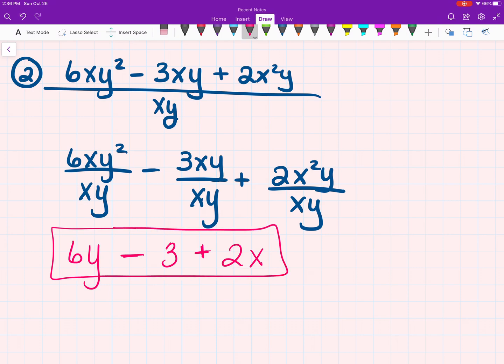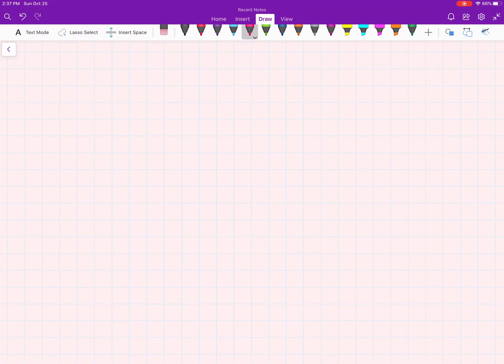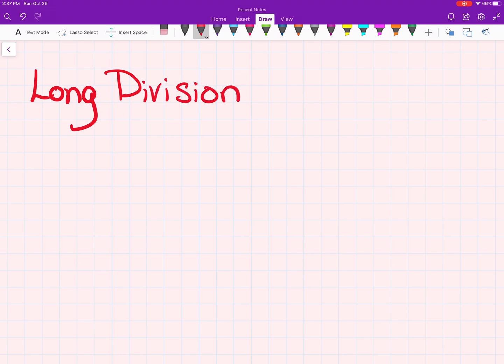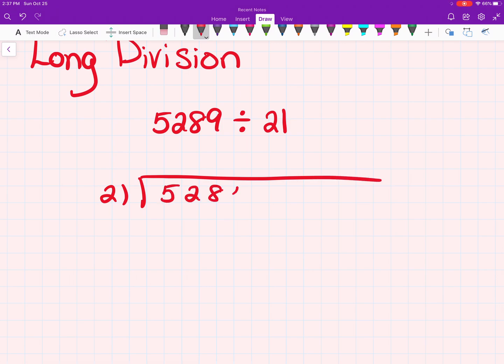Okay, that's the easy part of this. We are going to do long division. Now, you might not want to write this down, but let's think back to when you learned long division. It's been a long time. Don't write this down, but this is the same pattern that is going to be used for what we're going to do with polynomials. Okay, so let's say we had 5,289 divided by 21. Okay, we'd put the 21 on the outside, we'd make our little house, 5,289 would go in the middle.